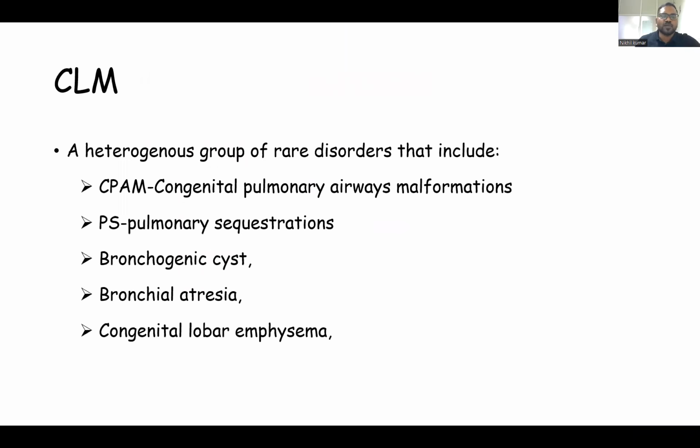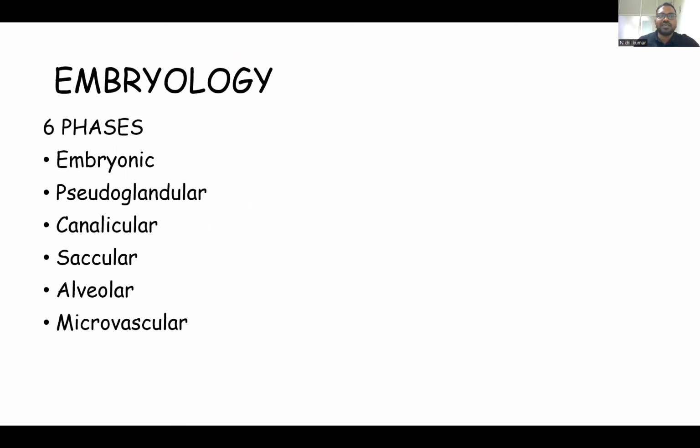Congenital lung malformation is a heterogeneous group of rare disorders that includes CPAM, that is congenital pulmonary airway malformation, pulmonary sequestration, bronchogenic cyst, bronchial atresia, and congenital lobar emphysema. Embryology is divided into six phases: embryonic, pseudoglandular, canalicular, saccular, alveolar, and microvascular.